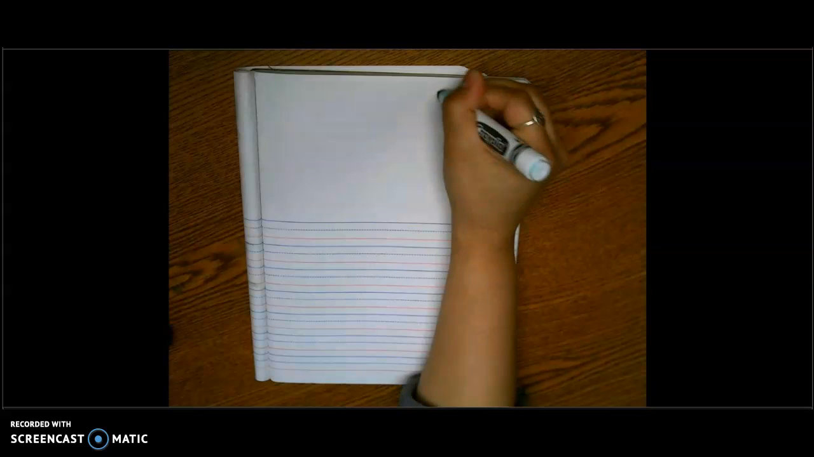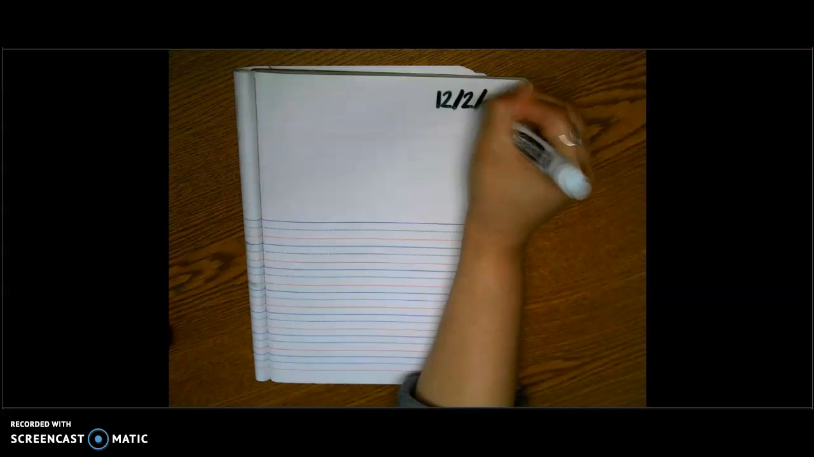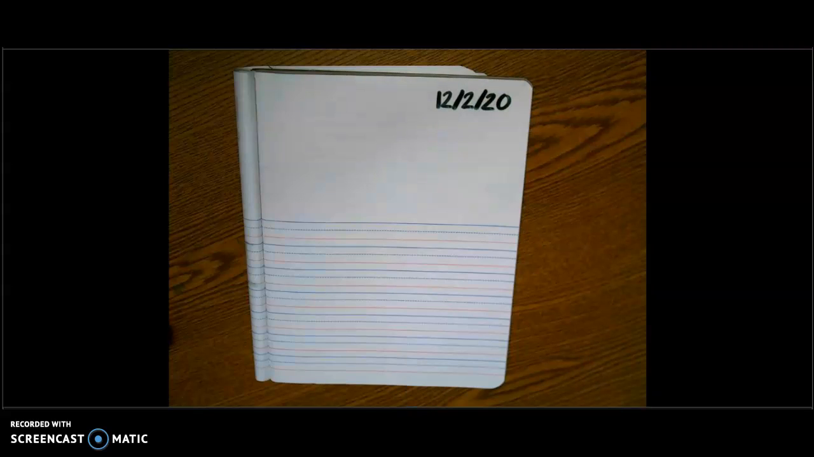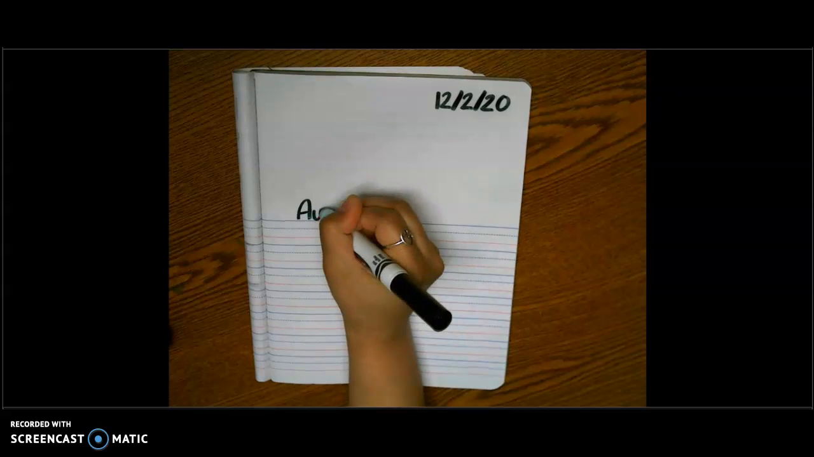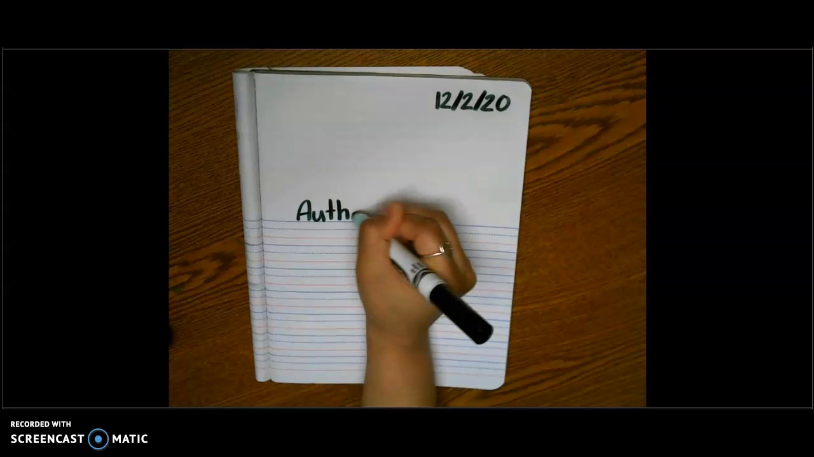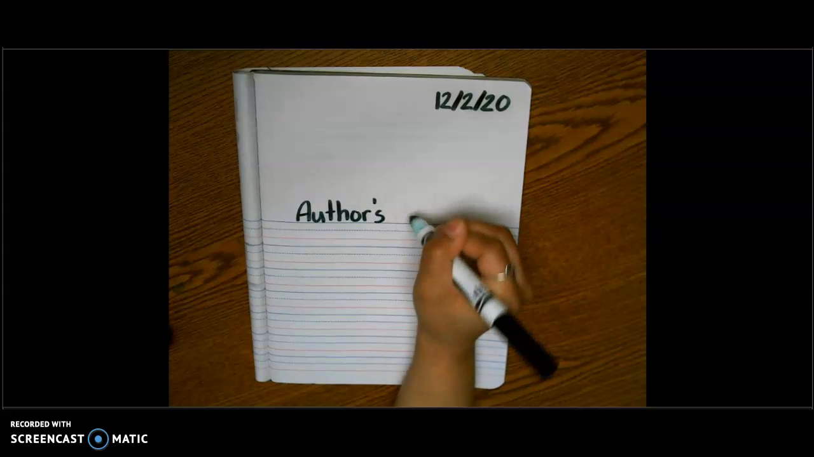Today's date is 12/2/20. I would like for you to write the title, Author's Purpose. Remember, when we write a title, it helps us, if we ever come back to this page, to remember what we were focusing on, which was author's purpose.